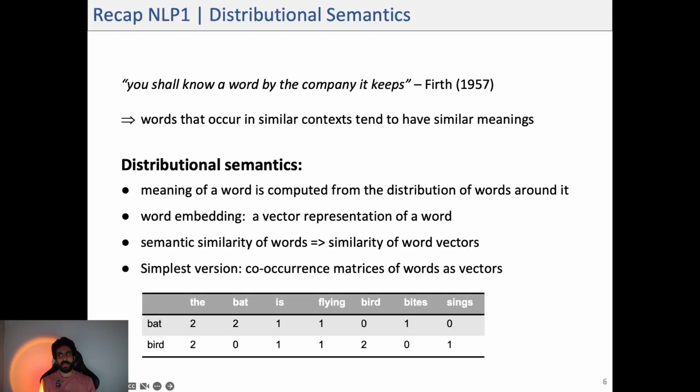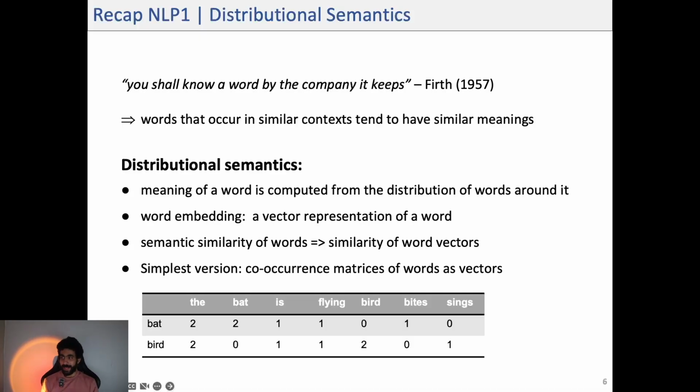This idea is the core of distributional semantics. We figure out what a word means by looking at the words around it. From this, we get something called a word embedding. That's just a way to turn a word into a vector of numbers. Those numbers represent the meaning of the word based on its context. If two words have similar meanings, their vectors will also be close to each other. And that's how models can tell that bird and bat are somehow related.